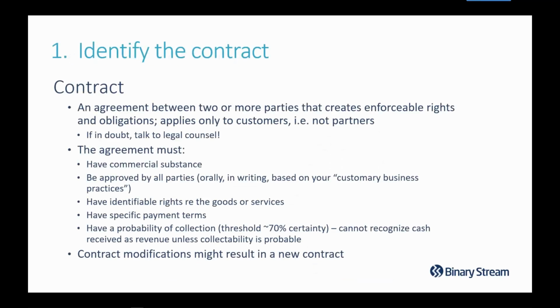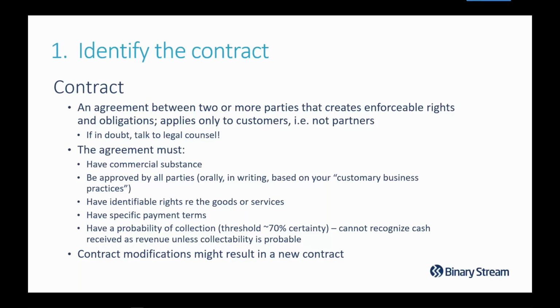And so finally, let's identify a contract in words. Two or more parties involved, enforceable rights, enforceable obligations. It's only the customers. So this is between a business and its customers. And of course, if you're not sure of that, again, that phrase, talk to your legal counsel, I want to emphasize that. I'm an accountant, and I understand the basic requirements of ASC 606 and IFRS 15, but I'm not your accountant. I'm not seeing your books. I'm not understanding your business. So please don't take my word as the absolute be-all and the end-all.